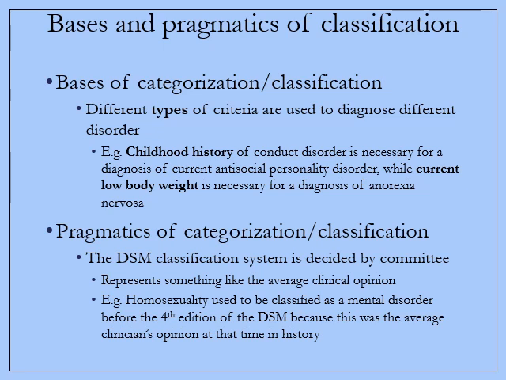So for example, homosexuality, as I mentioned before, used to be classified as a mental disorder before the 4th edition of the DSM, because that at the time might have been the average clinician's opinion. At that time in history, and I think it's fair to say that is no longer the average opinion. So unfortunately, any classification system, the DSM diagnostic system at least, represents what we know and believe at the time, and is always going to be imperfect, especially in retrospect.